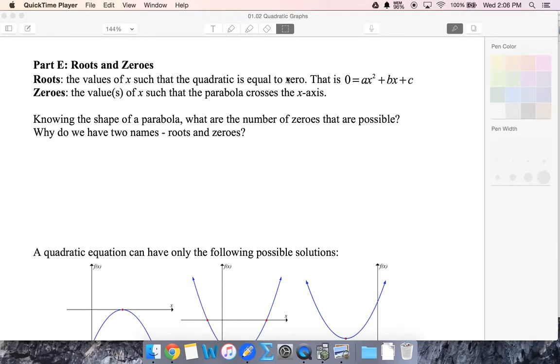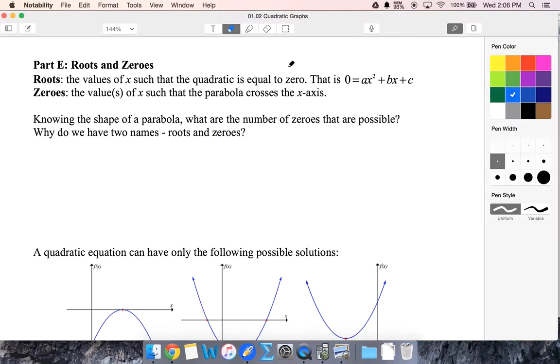So the quadratic is equal to 0, that means that y is 0. So the y value equals 0. We see that, of course, over here. And specifically, we say zeros when that happens, when it crosses the x-axis.